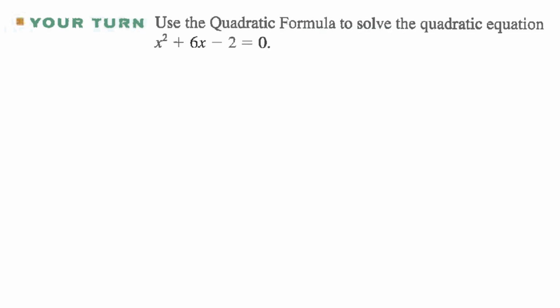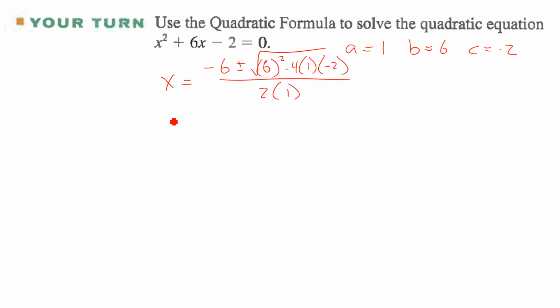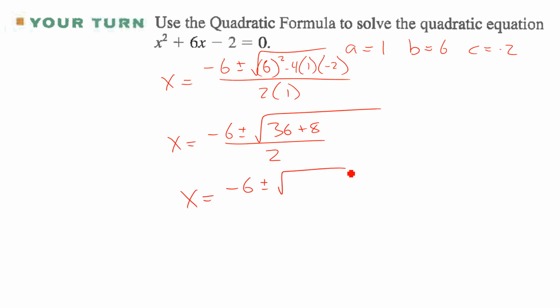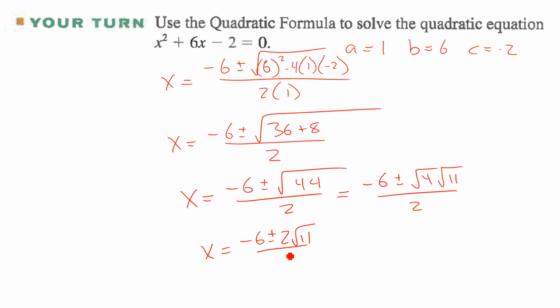All right, your turn. Give it a shot. Okay, x equals negative b. Let me write it over here. a is 1, b is negative 6, and c is negative 2. So negative b plus or minus the square root of b squared minus 4ac all over 2a. x equals negative 6 plus or minus the square root of 36 plus 8 all over 2. So x equals negative 6 plus or minus the square root of 44 over 2, which is negative 6 plus or minus square root of 4 times square root of 11 over 2. x equals negative 6 plus or minus 2 rad 11 over 2. x equals negative 3 plus or minus the square root of 11.